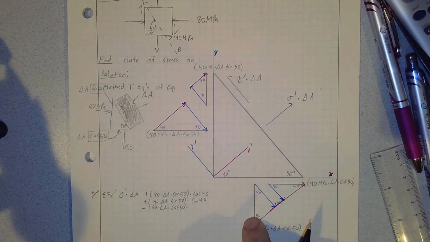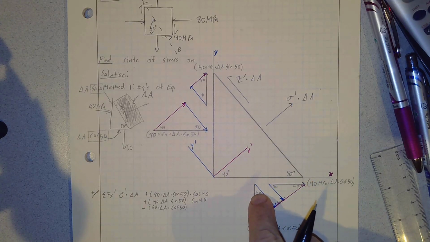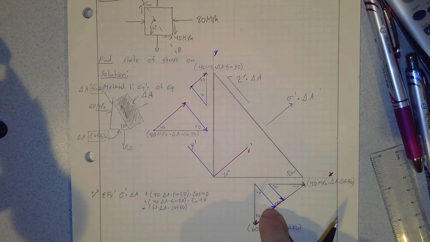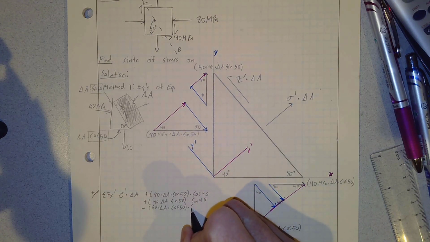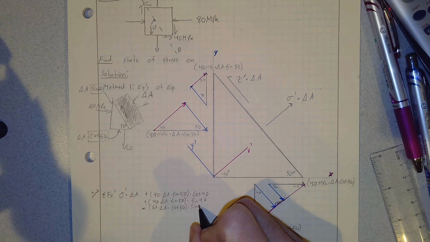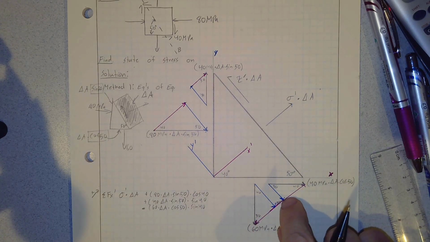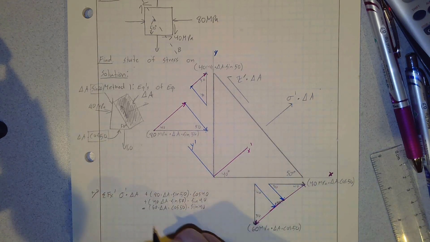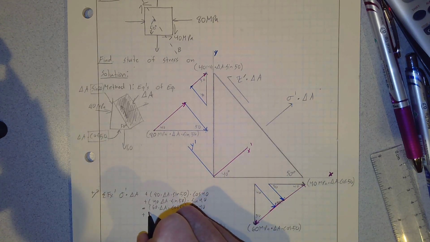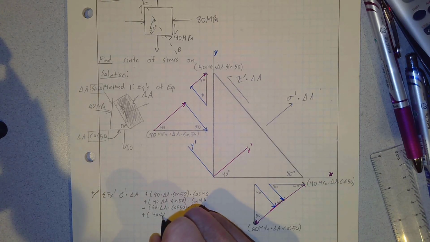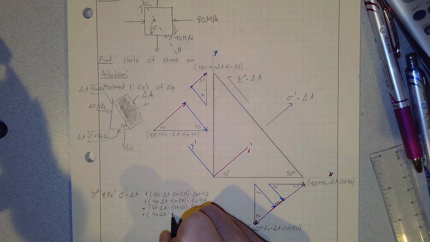That's the magnitude of this whole piece. And now I'm looking for this piece here. And again, if I'm using the 40, it's going to be sine, because it's the opposite, times sine 40. Okay, now we've got that little piece right there. Last one is going to be here. That's a positive x prime direction. Magnitude is 40 times delta A times cosine 50.